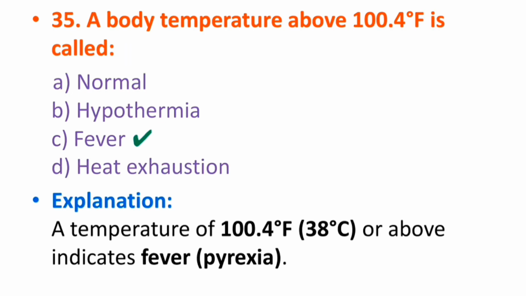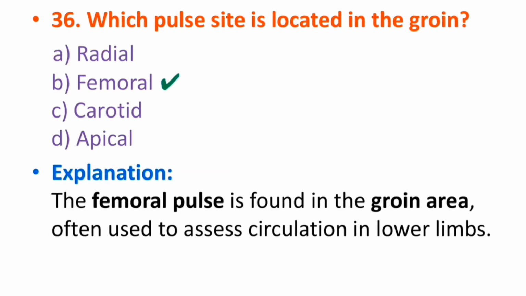A body temperature above 100.4 degrees Fahrenheit is called option A normal, option B hypothermia, option C fever, option D heat exhaustion. The correct answer is option C fever. A temperature of 100.4 degrees Fahrenheit or above indicates fever or pyrexia.